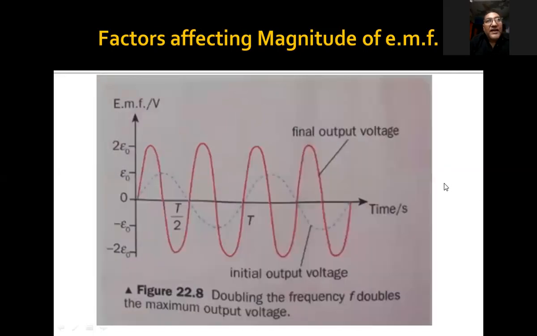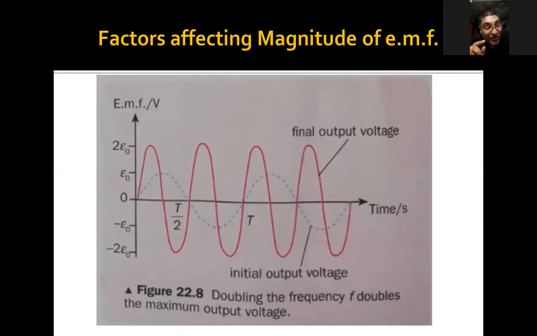Okay, here we have again an EMF and time graph. What we have done is, we have a certain situation in which the coil of the AC generator was rotating with a certain time period. So this is the one time period. Here two time periods have been shown. With the dotted line, I have shown the first case.